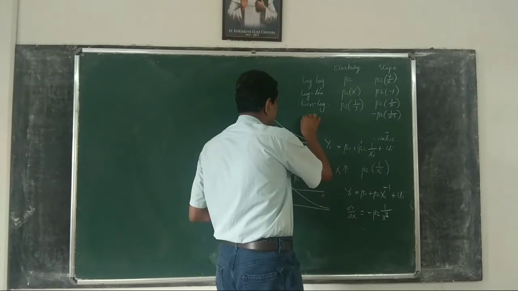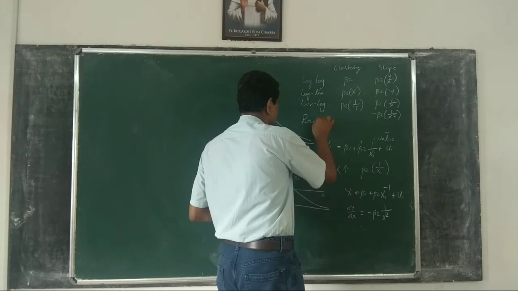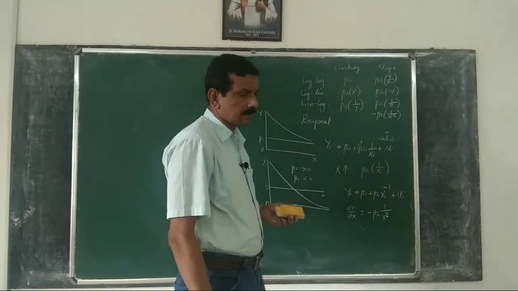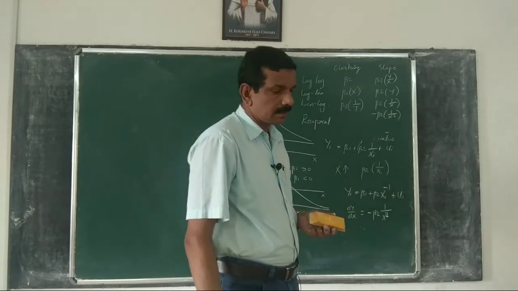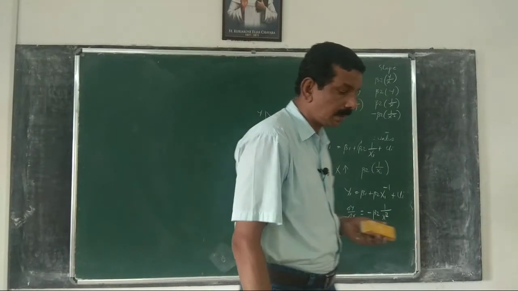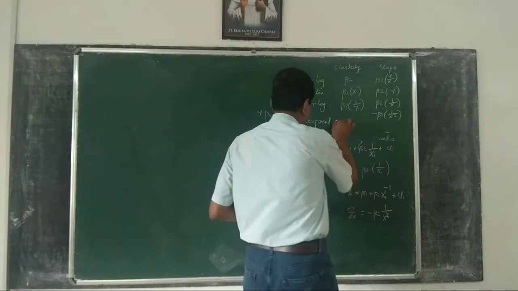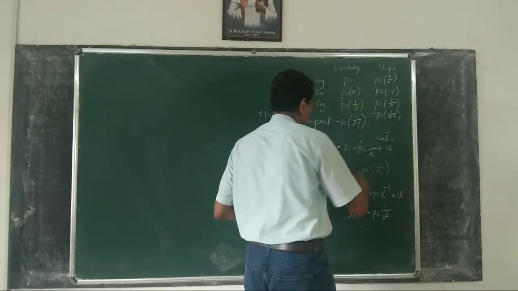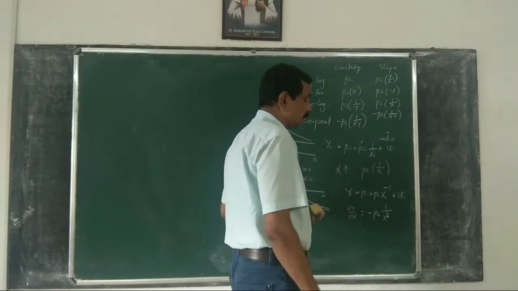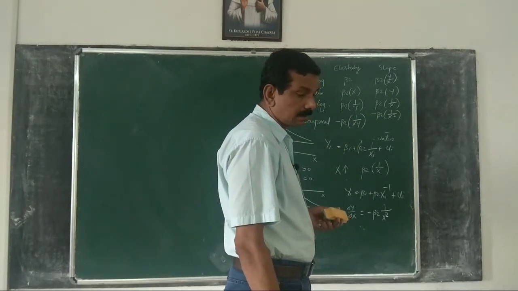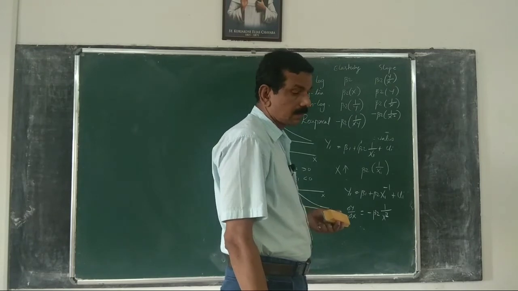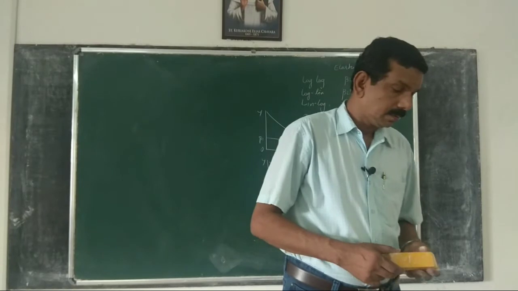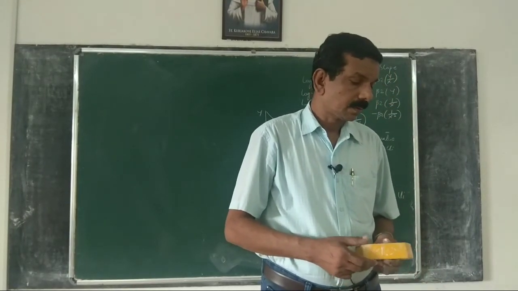Reciprocal models. Now what is the elasticity? Now elasticity can be written as minus beta 2 into 1 by xy.